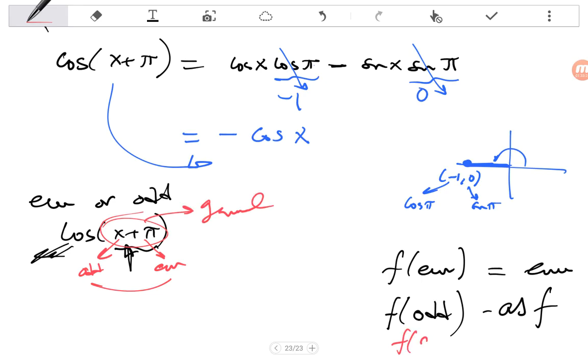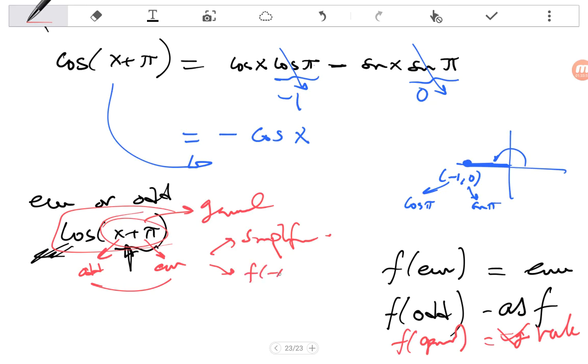Now, do we have a result for f of general? Would it be general? No, we don't have a rule for this case. So how would I deal with this case when I have the inside function to be general? I deal with it either by a simplification, or by using the main rule, which is f of minus x, and check if it is minus f of x or f of x.